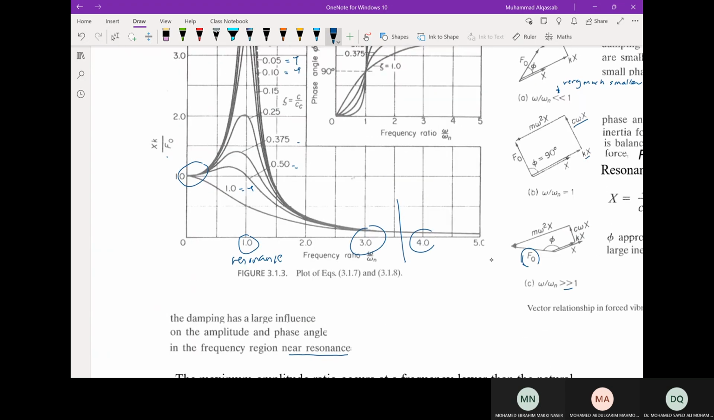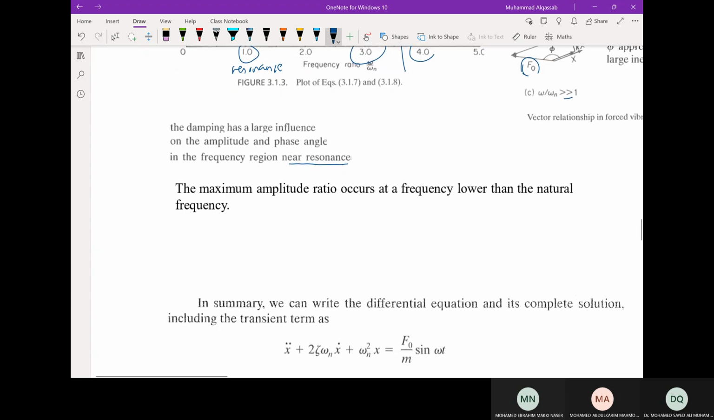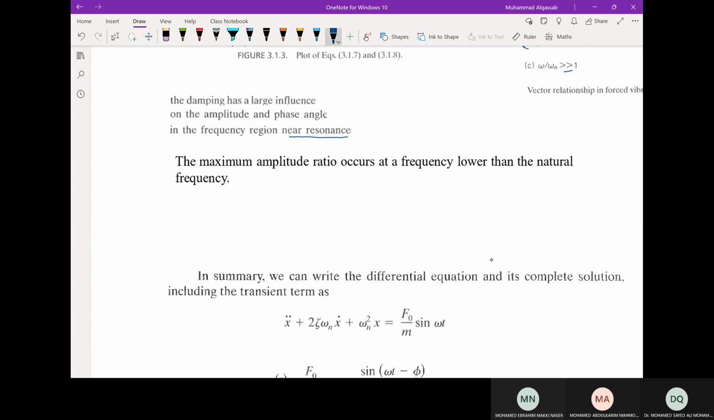Near 0 or very much greater than 1, the damping has no influence on the amplitude. The maximum amplitude occurs at a frequency lower than the natural frequency.